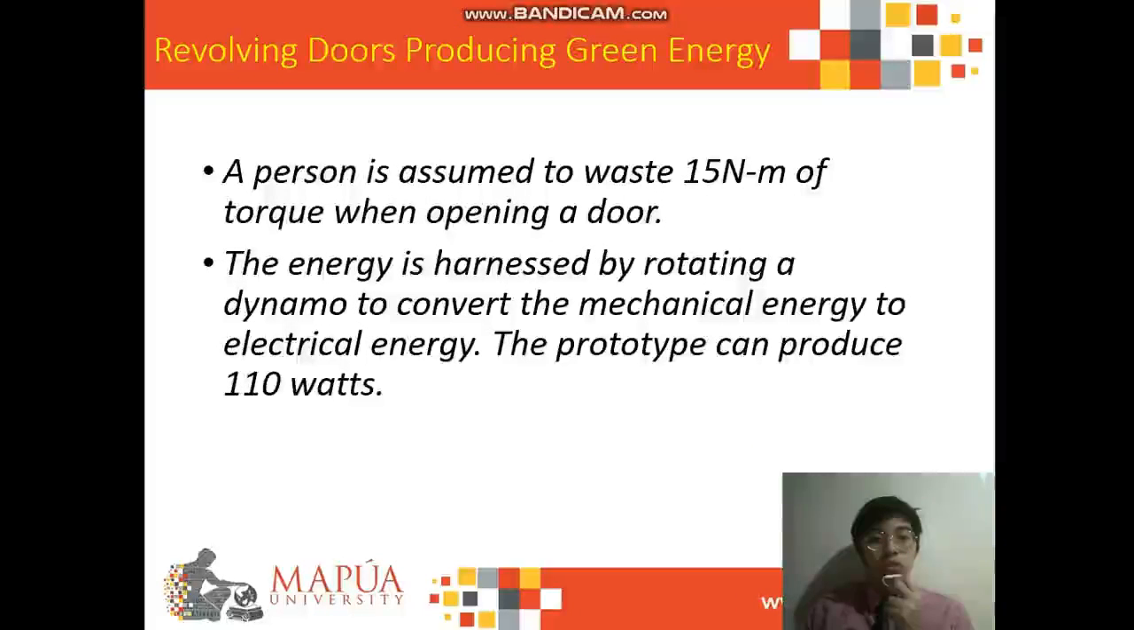Next is revolving doors producing green energy. A person is assumed to waste 15 Newton meter of torque when opening a door. The energy is harnessed by rotating a dynamo to convert the mechanical energy to electrical energy. The prototype can produce 110 watts.